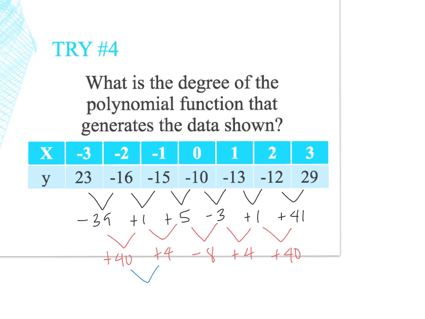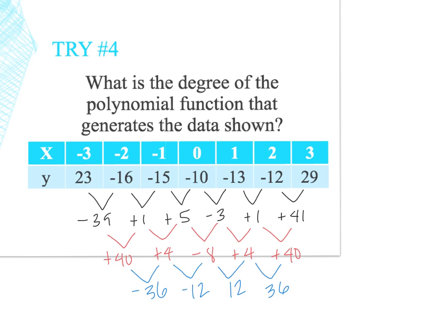So from 40 to 4, we are decreasing by 36. From 4 to negative 8, we are decreasing by 12. From negative 8 to positive 4, we are increasing by 12. And last, from 4 to 40, we are increasing by 36. So it's not cubic either. So let's try this one more time.